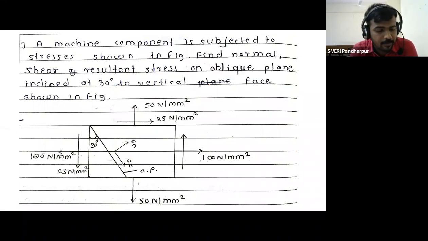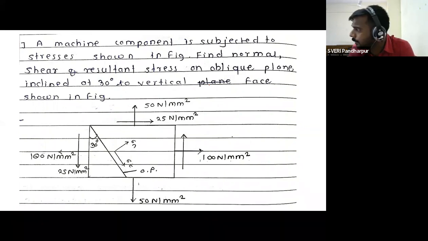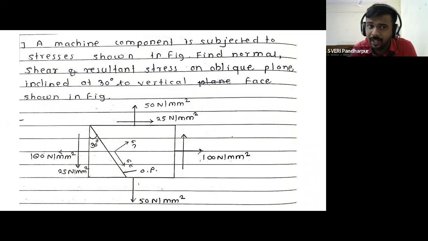See, a machine component is subjected to the stresses shown in the figure. Figure already दिलेला आहे, त्या figure वर distribution of stresses, their direction, their magnitude, their nature, it is represented. Find normal, shear and resultant stress on oblique plane inclined at 30 degree with vertical face.